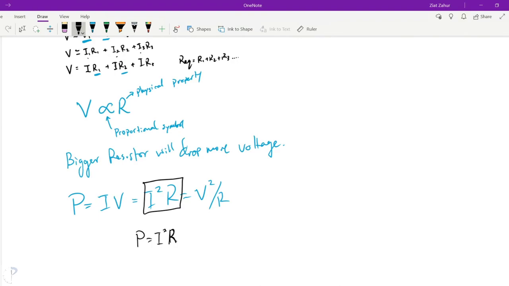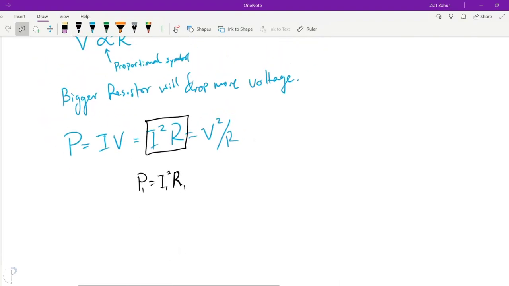Now if I were to do P1, I would do I1 squared times R1. So P1 will help me determine the power of light bulb 1, and by finding P1 we can compare it to P2 and P3, and see which one is the brightest. Now because I is all the same in a series circuit, that's why I chose this middle one. We know that I is the same for all of them, so you don't have to write I1, you can just write I.